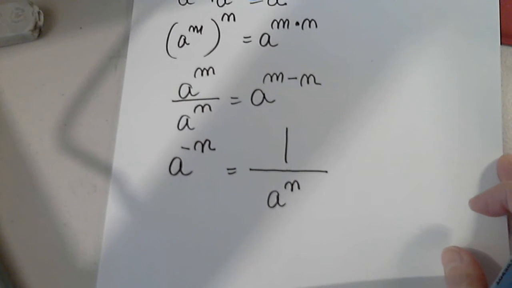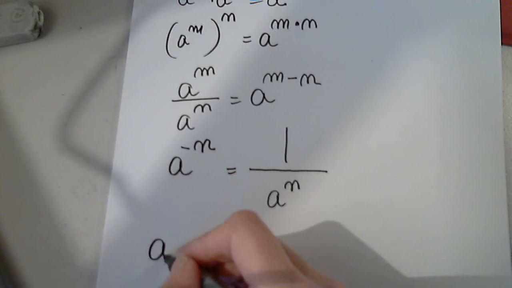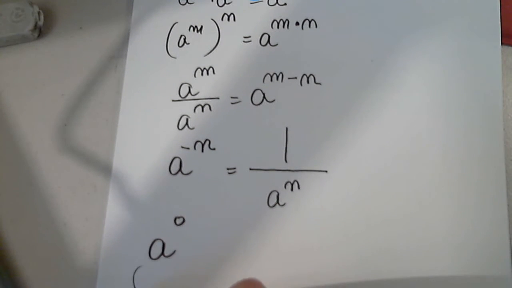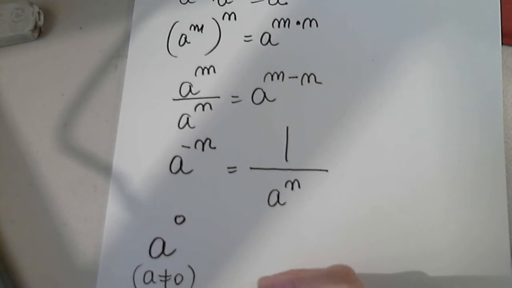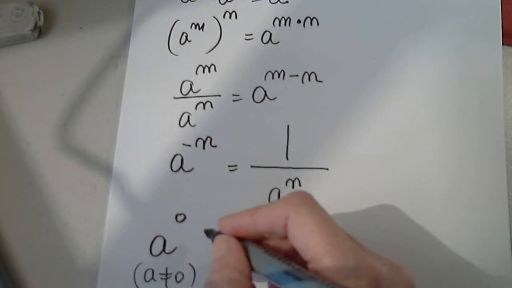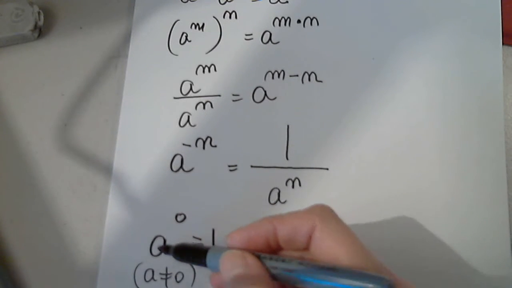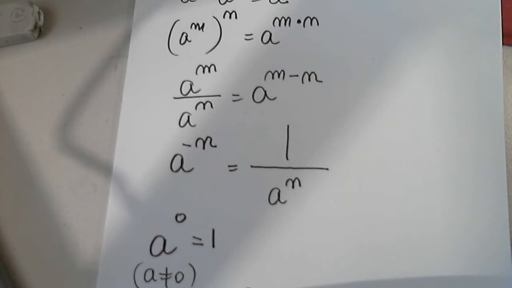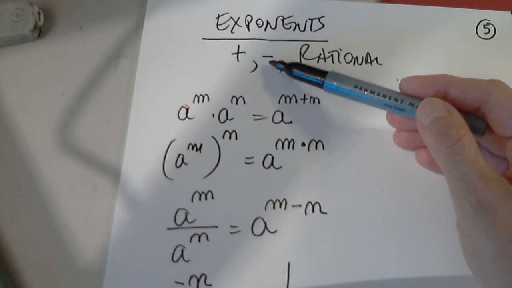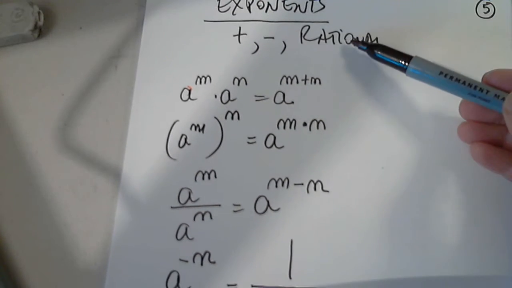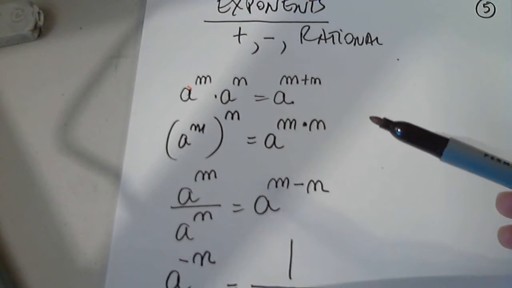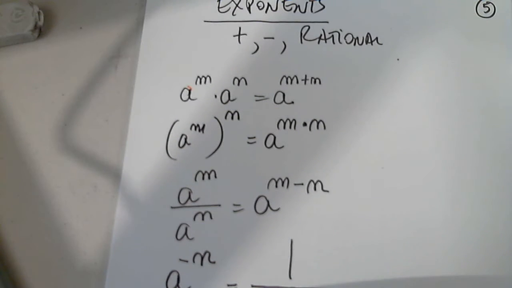Something very important to refresh our memory on, any number raised to 0, I'm going to write here underneath a not equal 0. So I'm not talking about 0 raised to 0. This is not 1. But this is always 1 as long as the base is not 0. So all these rules apply if the exponents are negative, same rules. If the exponents are rational, same rules. Everything the same.